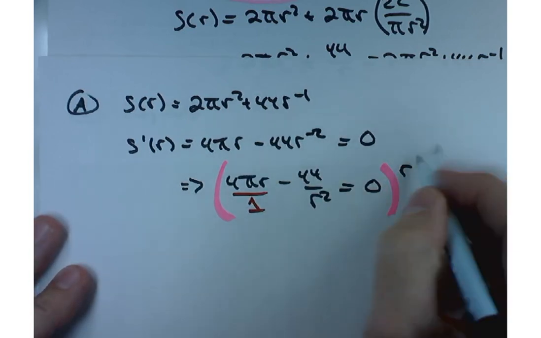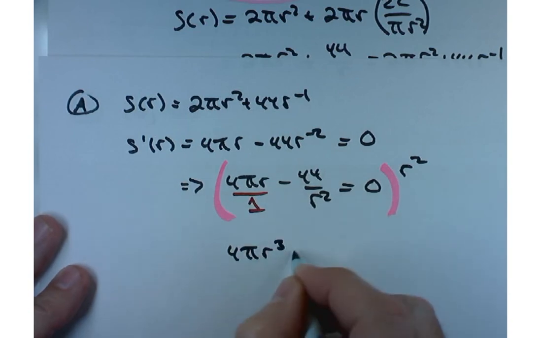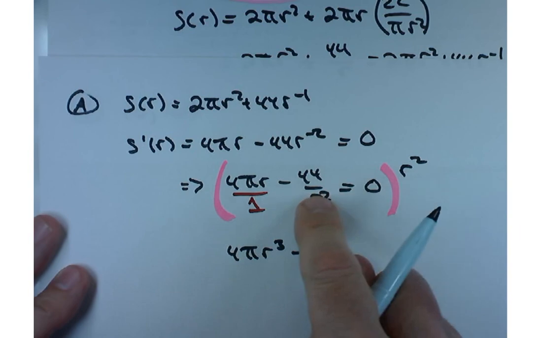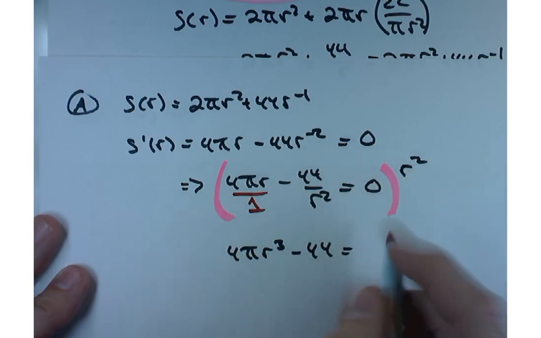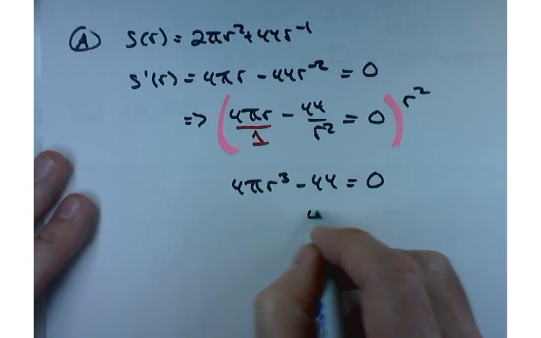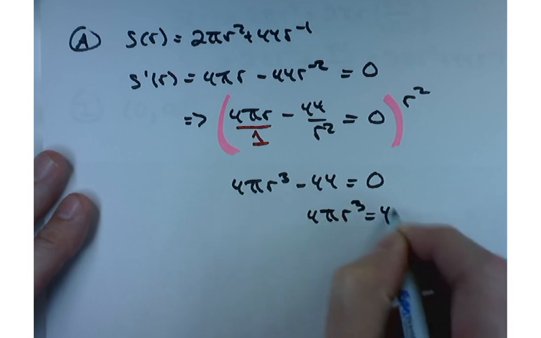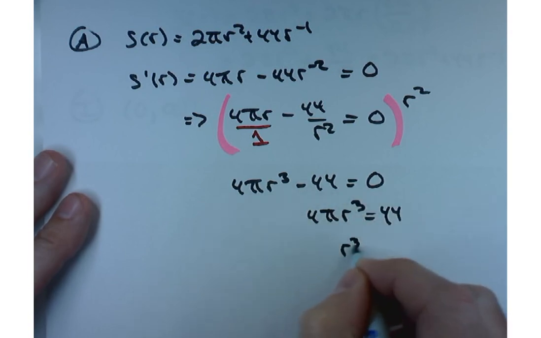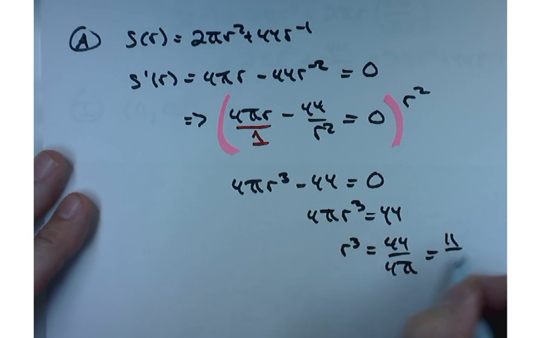R squared times this is going to give me 4 pi r cubed. When I multiply r squared times this, I get minus 44. R squared times 0, of course, is 0. So now let's move things around. That's 4 pi r cubed equals 44. R cubed equals 44 over 4 pi, or 11 over pi.